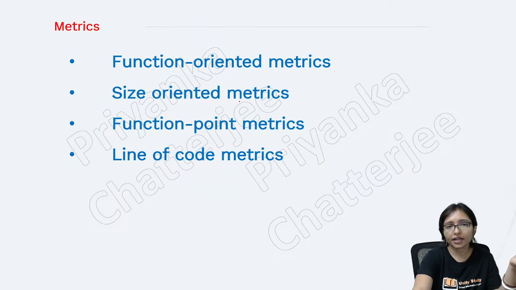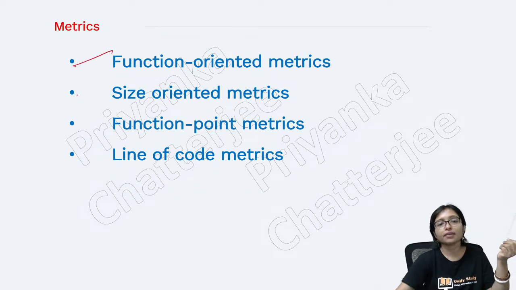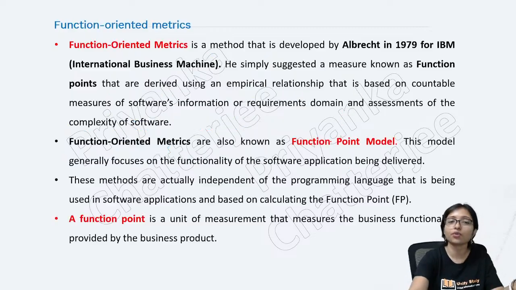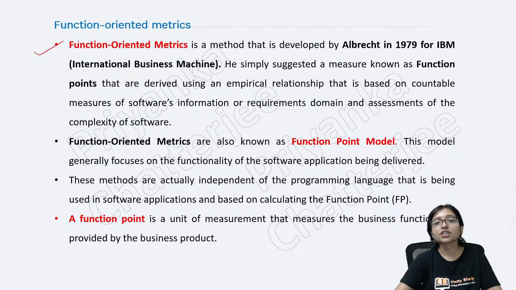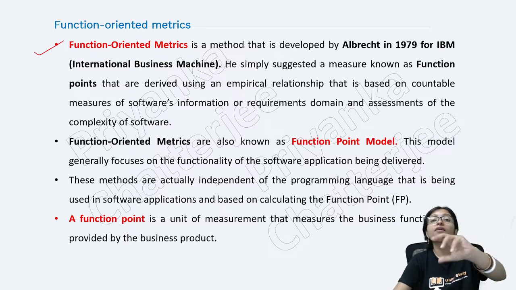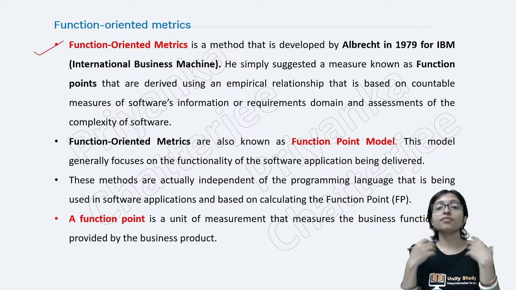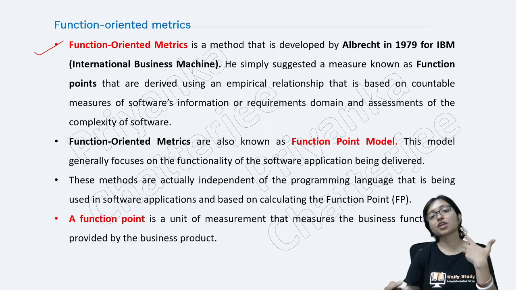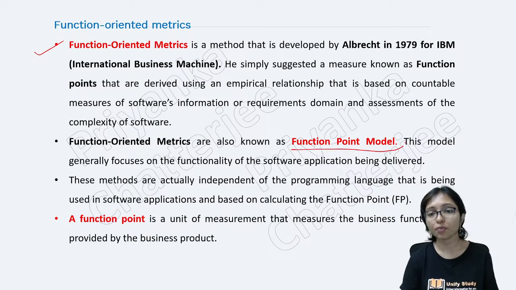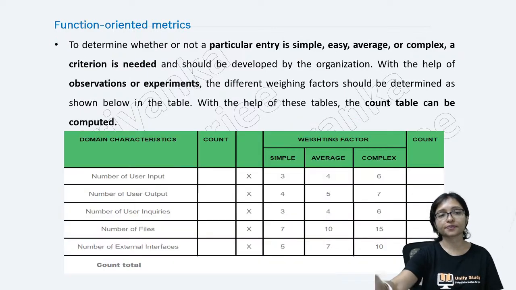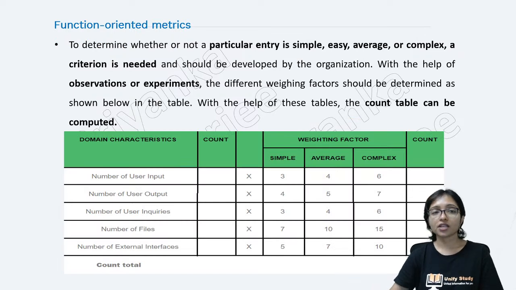These are the disadvantages. So here: function oriented metric, size oriented metric, function point metric, line of code metric. These are the different types of metric. In another way we can divide. Function oriented metric means how many functions are there. In your program, how many functions you are using, how many function points are there. Function point model, that is called function oriented metric.